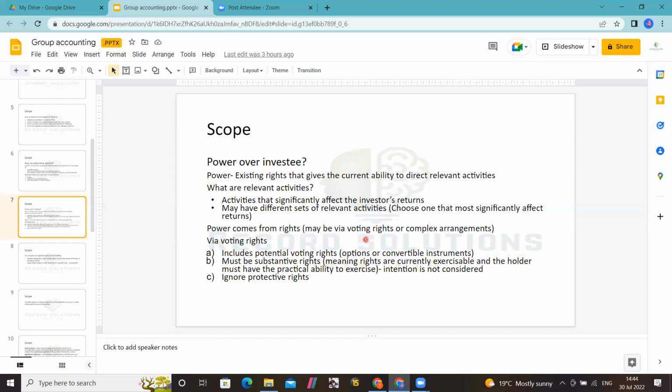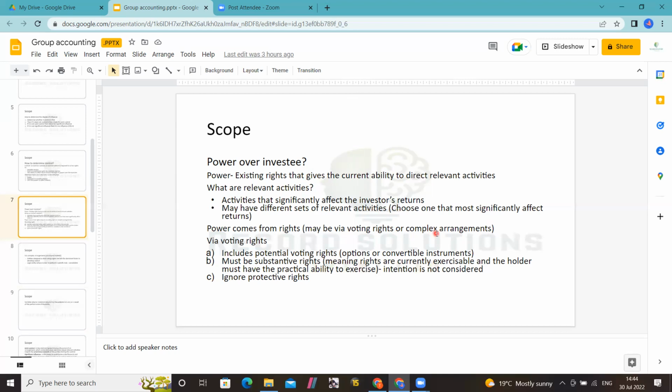So you have an AGM, and we are going to vote. Obviously, if I have a majority vote, I can put in the directors that I want, and the directors that I want will make the decisions that I want. Therefore, we have the power. And then the second one is complex arrangement. With complex arrangement, it's not voting rights. It's like that first example I gave you, when they give you the relevant activities straight.